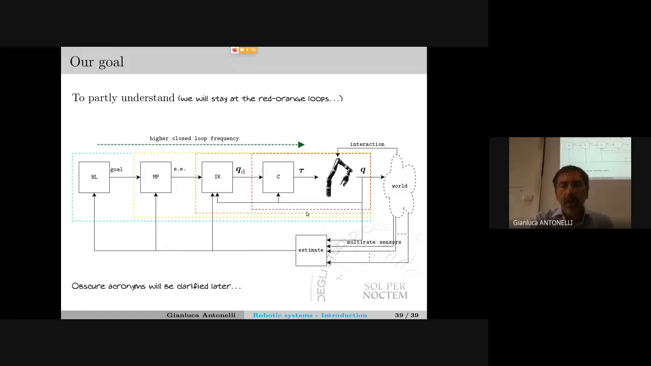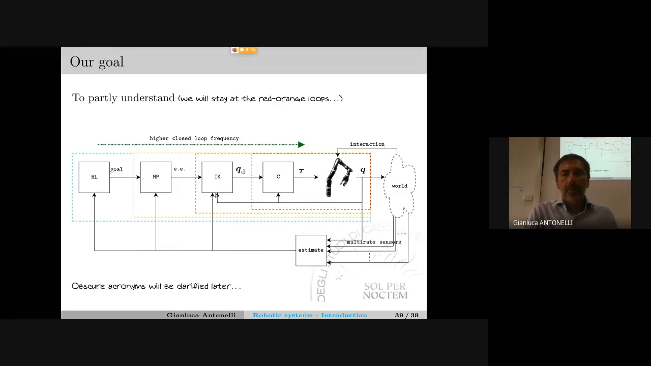So let us focus now on the red loop here. We have a robot, we have a controller. The output of the controller is a force. The input of the controller is the desired position of the joint and the measurement. This is exactly the control loop that some of you made in the first class of control theory. The difference is that we are going to do it for a nonlinear model, because the robot is a little bit more complex than the model that you have seen in the second year or similar.